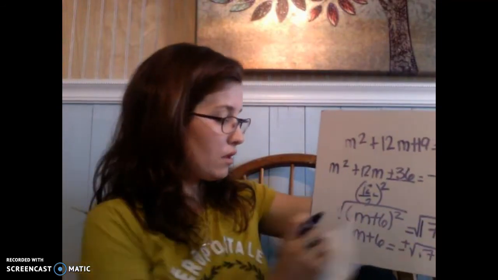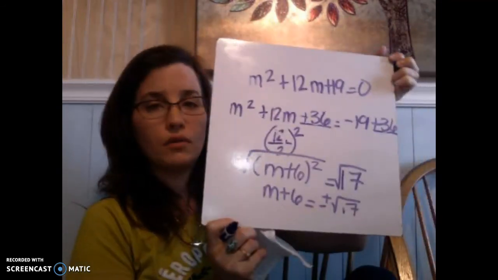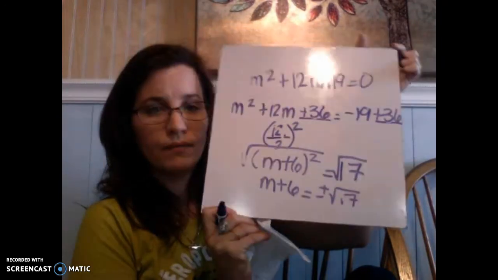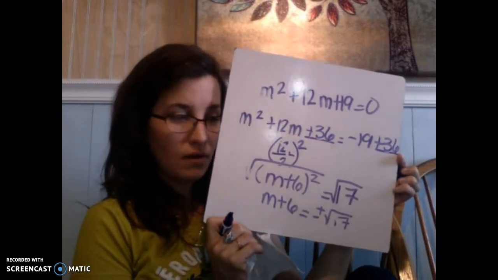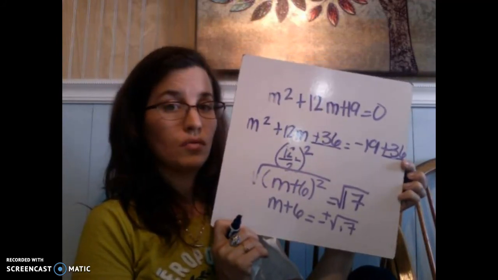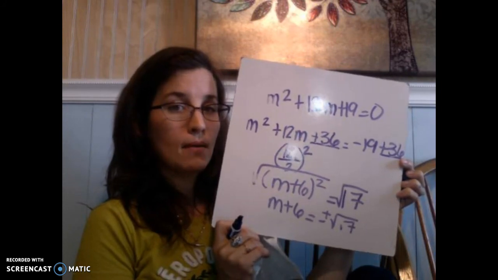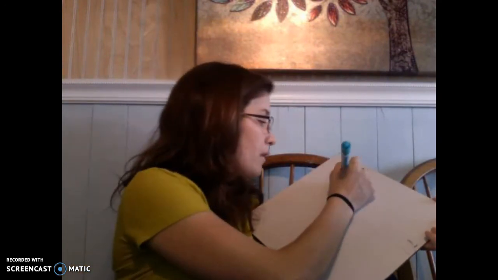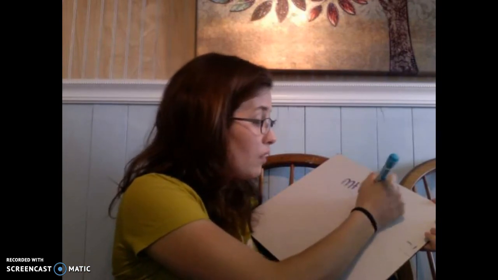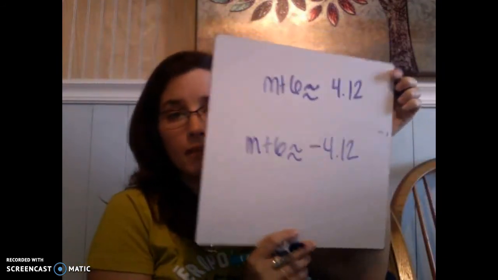So, right, I'm going to erase what I have so far so I have more room to write. And I'm going to rewrite it with m plus 6 is equal to positive 4.12 or negative 4.12. Okay, we're going to see what we got so far. So now I have m plus 6 is roughly equivalent to positive 4.12, and m plus 6 is roughly equivalent to negative 4.12, because again, when you square root something, it could have been the positive or the negative.